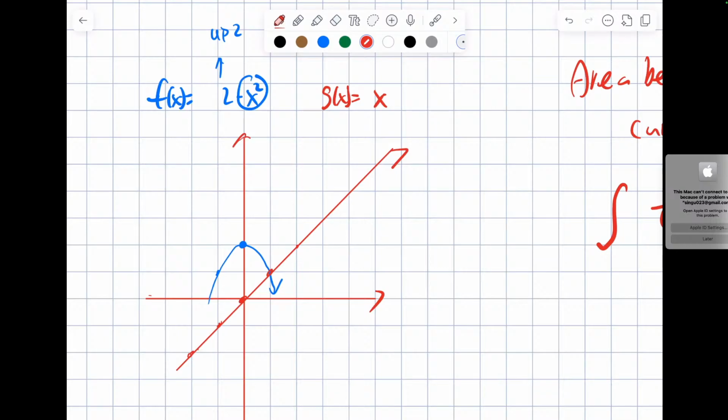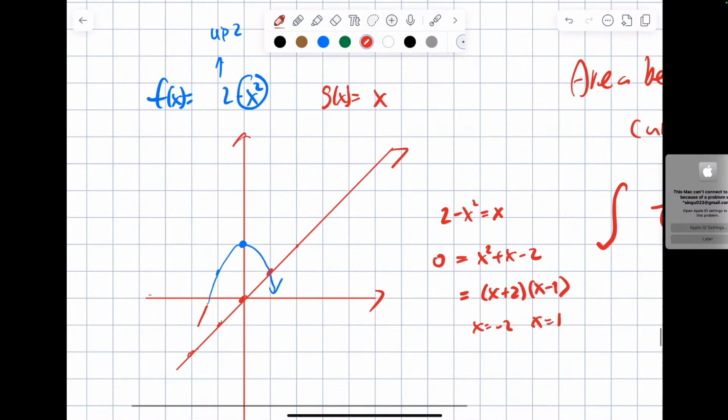Now, we don't know where they intersect. So we say, hey, can we go find the intersections? 2 minus x squared equal to x. Is that okay? Is this okay for somebody? Okay, I'm going to move everything to the left side. So it's going to be x squared plus x minus 2 equal to 0. That's equal to x plus 2 and x minus 1. Hopefully you guys remember how to factor. This is x equal to negative 2, x equal to 1. So they do intersect at negative 2.